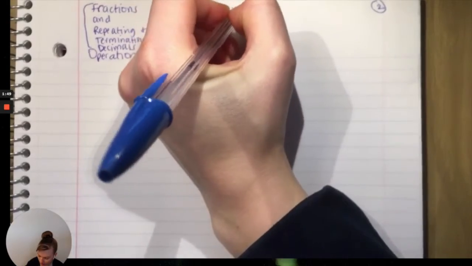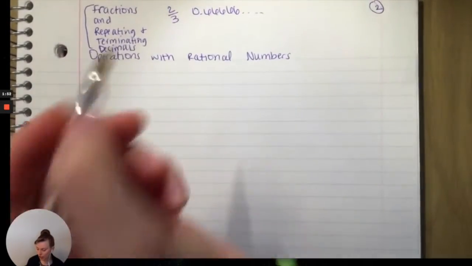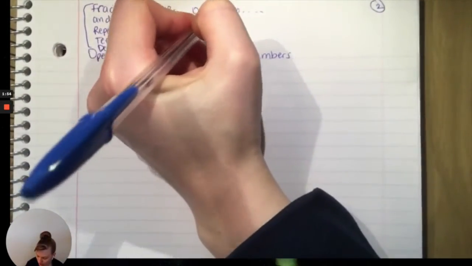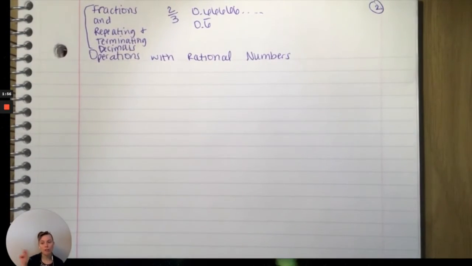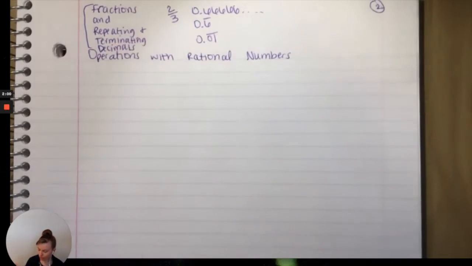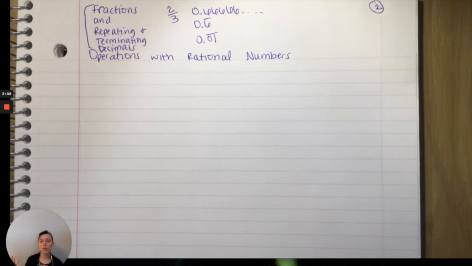So it goes 0.666666, and it goes on forever. That pattern is just the 6, so you could write it with just a bar over the 6. That's your pattern. There are rational numbers that repeat with an actual pattern of more than just one number, like 0.101010. So the bar goes over the whole pattern that repeats.